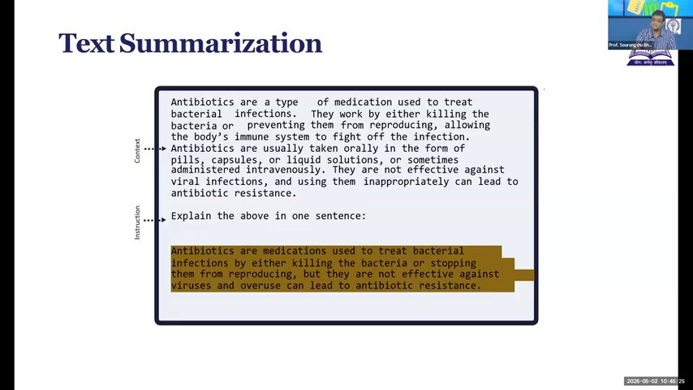You would first provide the original text in the prompt. So this is the original text. Let's say antibiotics are a type of medication used to treat bacterial infections. They work by either killing the bacteria or preventing them from reproducing, and so on and so forth. And you want to summarize this whole paragraph in one sentence. So you can simply provide an instruction: explain the above in one sentence.